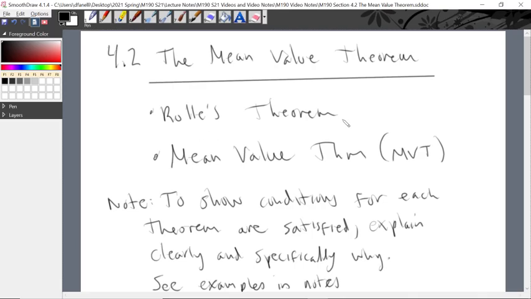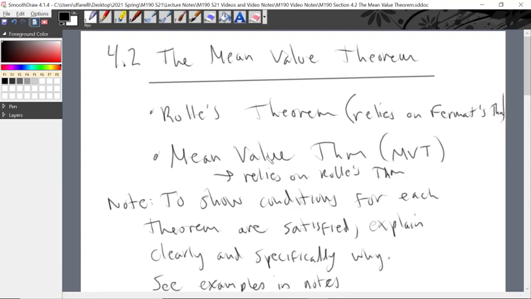Now, Rolle's Theorem actually relies on a theorem that we just saw very recently in the previous section, which was called Fermat's Theorem. Okay, so Rolle's theorem relies on Fermat's theorem. And then the mean value theorem, the proof for the mean value theorem, that is, relies on Rolle's theorem. Okay, so there is a progression here.